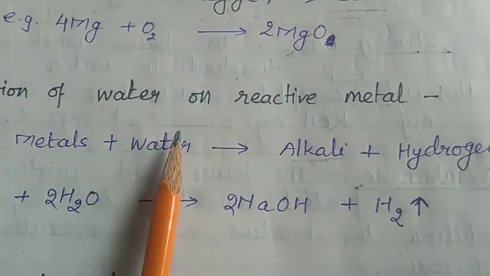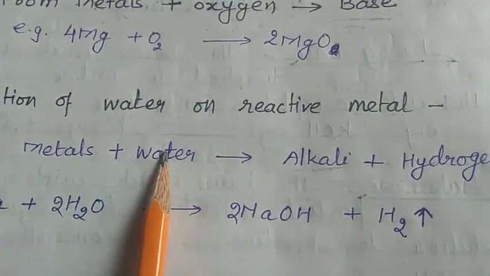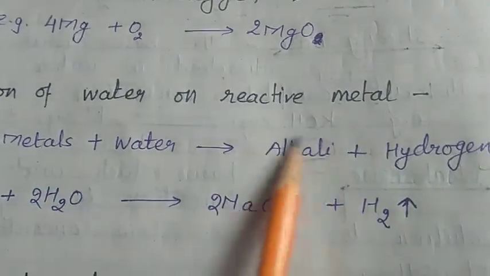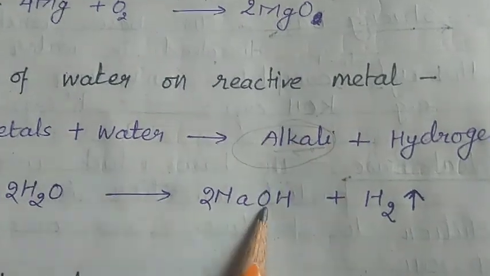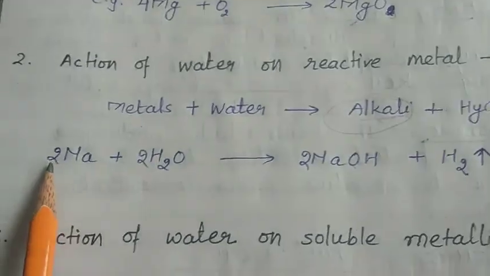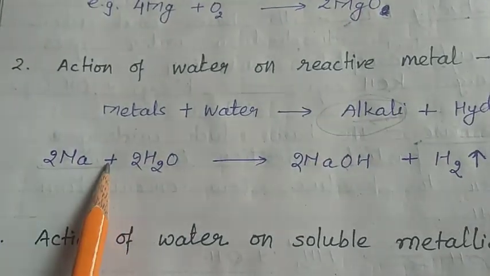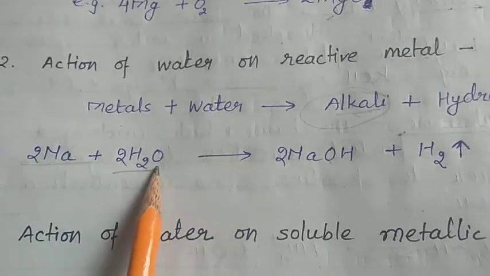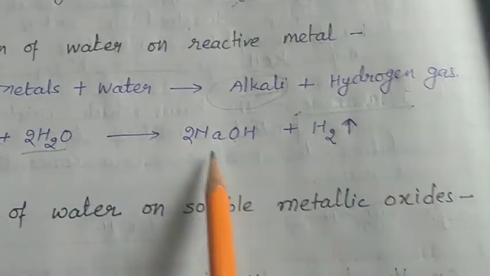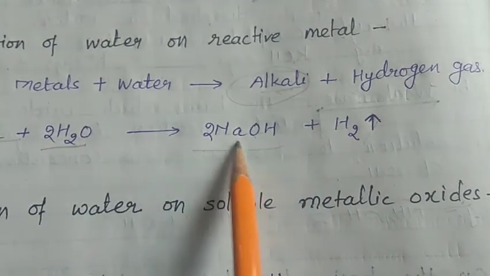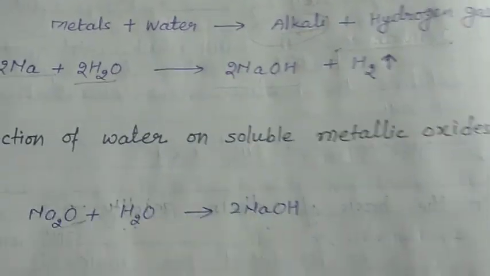When a metal reacts with water, what happens? Hydrogen gas is released and an alkali is formed. Alkali is base. For example, you have sodium metal. When you react it with water, hydrogen gas will be released and 2NaOH, sodium hydroxide, will be formed.